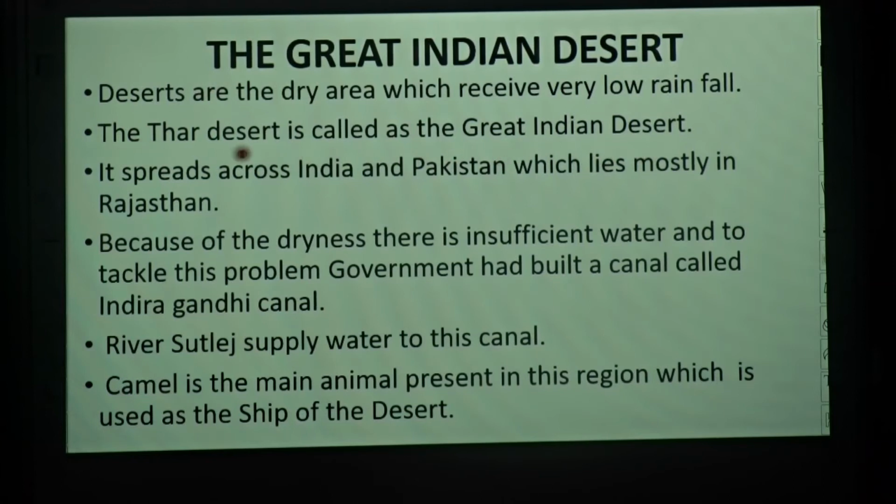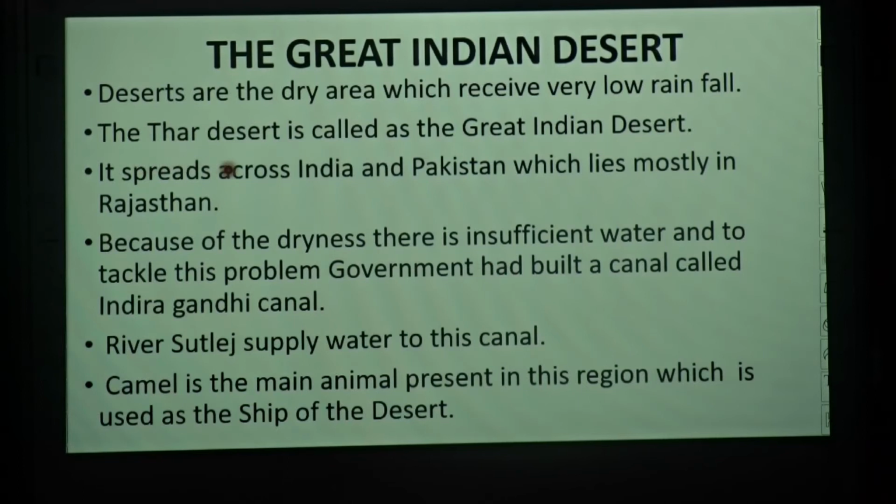The Thar Desert spreads across India and Pakistan, and lies mostly in Rajasthan. So this Thar Desert lies mostly in the state of Rajasthan. Because of the dryness, there is insufficient water, and to tackle this problem, the government built a canal called the Indira Gandhi Canal.